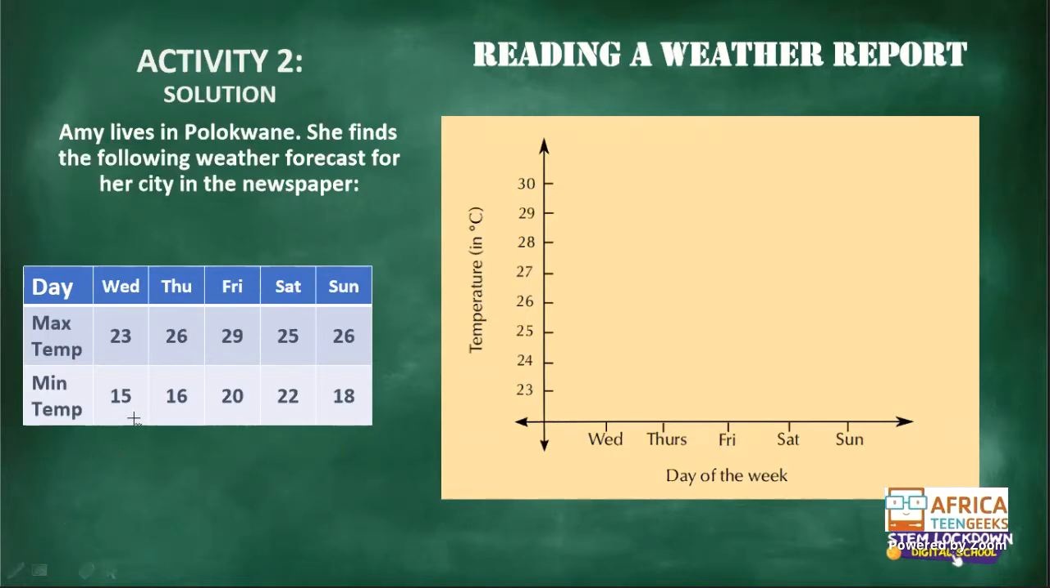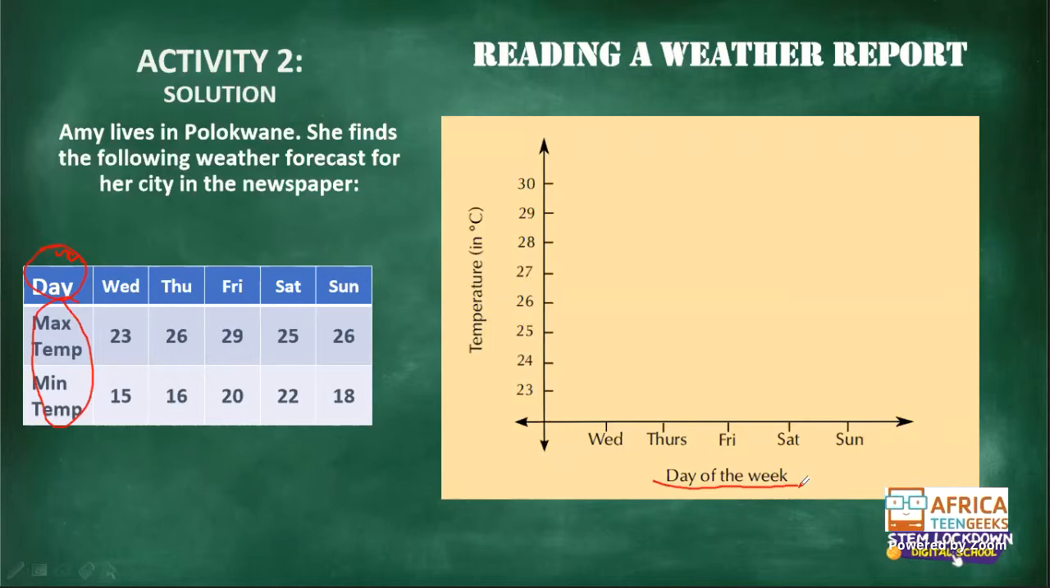We still have our day. Let me quickly just change to my pointer and my pen. There we go. We have day, and then we have temperature. Okay, so we will draw on our horizontal axis. We will make day of the week, Wednesday to Sunday.